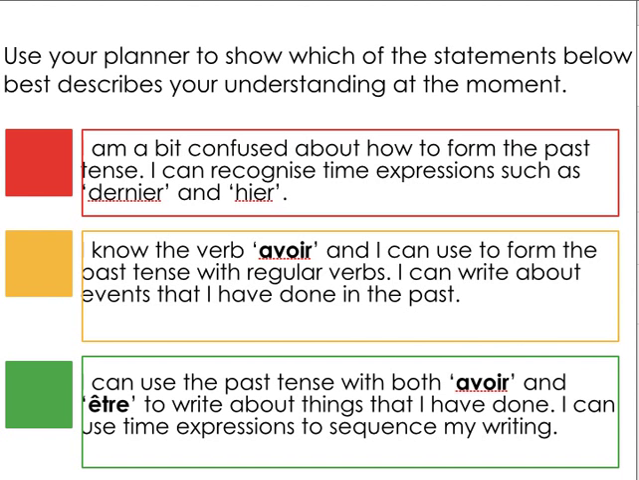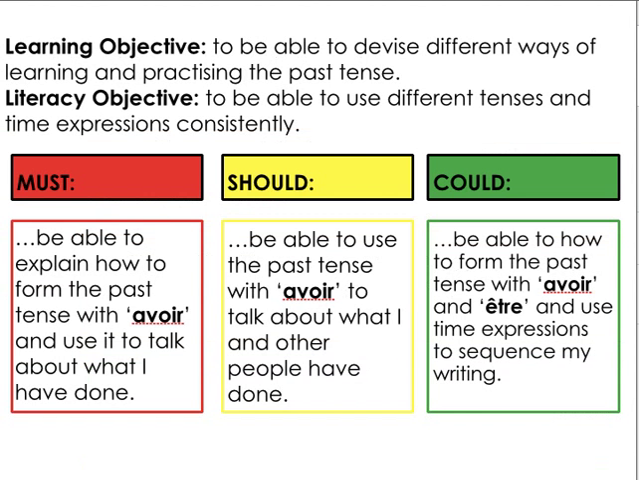Right, so after that, you making notes, guys, this is what we need to aim for. Use your planner to show which of the statements below best describe your understanding at the moment after seeing all this. Red: I'm a bit confused about how to form the past tense. I can recognise time expressions such as dernier. Amber: I know the verb avoir and I can use it to form the past tense with regular verbs. I can write about events that I have done in the past. Green: I can use the past tense with both avoir and être to write about things that I have done. I can use time expressions to sequence my writing.